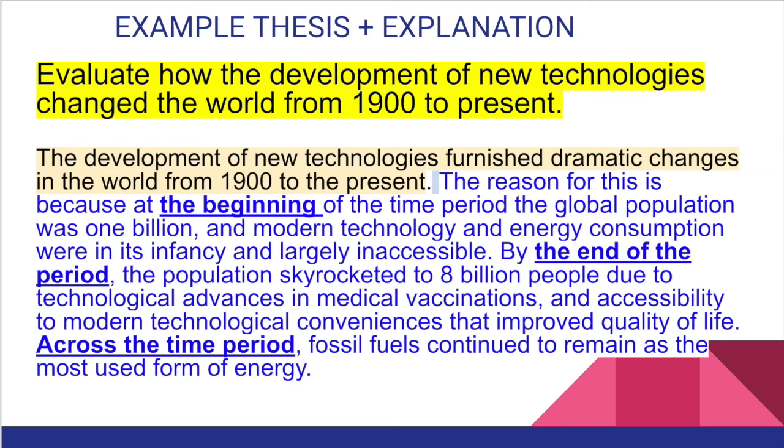At the beginning of the time period, the global population was 1 billion, and modern technology and energy consumption were in their infancy and largely inaccessible. By the end of the period, when you show the beginning to the end, that's the change. The population skyrocketed to 8 billion people due to the technological advances in medical vaccinations, and accessibility to modern technological conveniences improved quality of life. How do you do what stayed the same? The continuity. Across the time period, fossil fuels continue to remain as the most used form of energy.